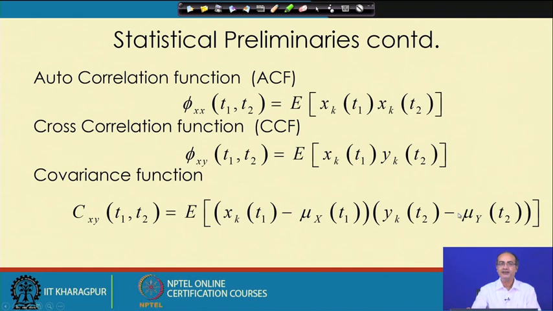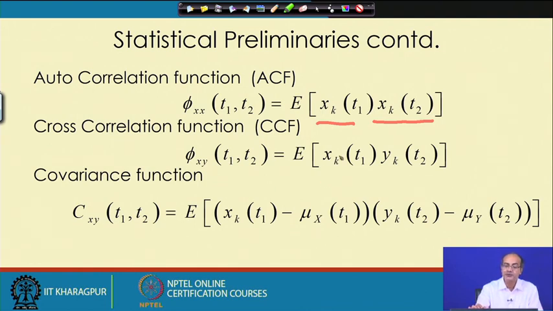Next, we define some more functions which would be useful for this section. One such function is our autocorrelation function. Autocorrelation function means if we take a signal x_k at t1 and the same signal, maybe a different segment of it, x_k at t2, and take the product of them and then the expected value of that product, we get the autocorrelation.